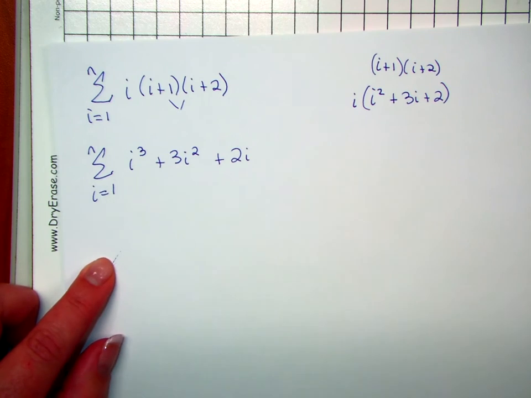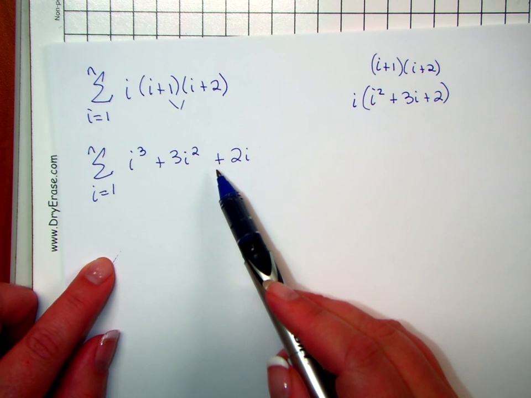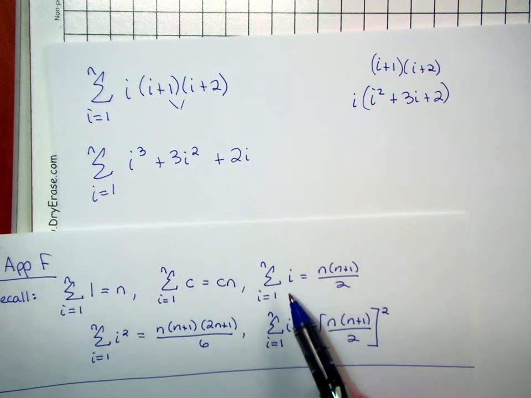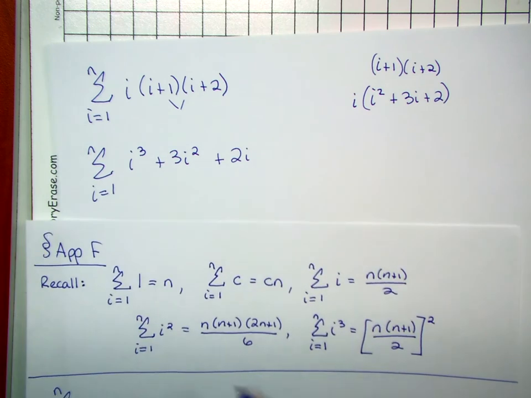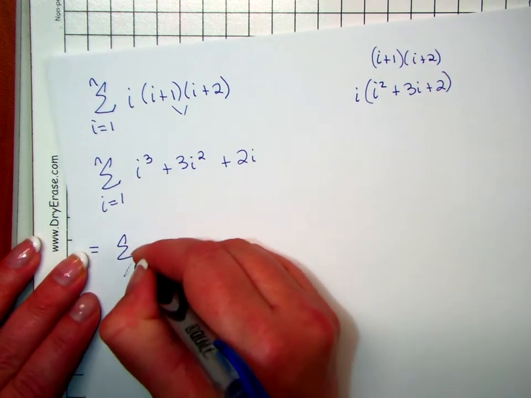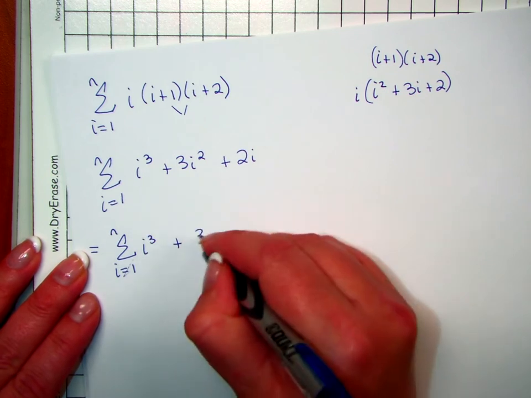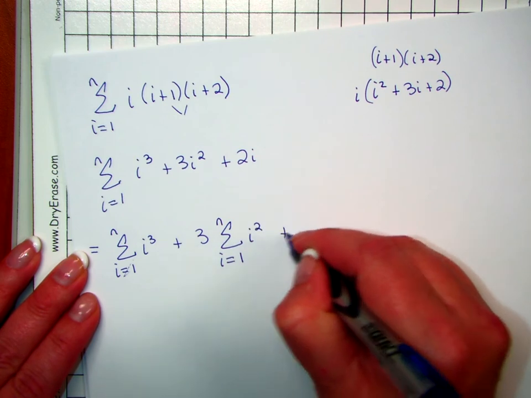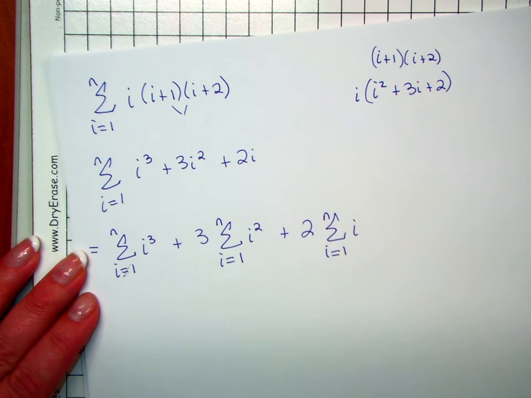All right? So now what I want to do is take the sum of each term, and I'm going to look for those known sums. So I want to separate the 3 from the i squared, and I want to separate the 2 from the i, because those are the formulas we have. We have the formula for i, for i cubed, and for i squared. So I'm going to separate this up. So this is the summation from i equals 1 to n of i cubed plus 3 times the summation of i squared plus 2 times the summation of i.